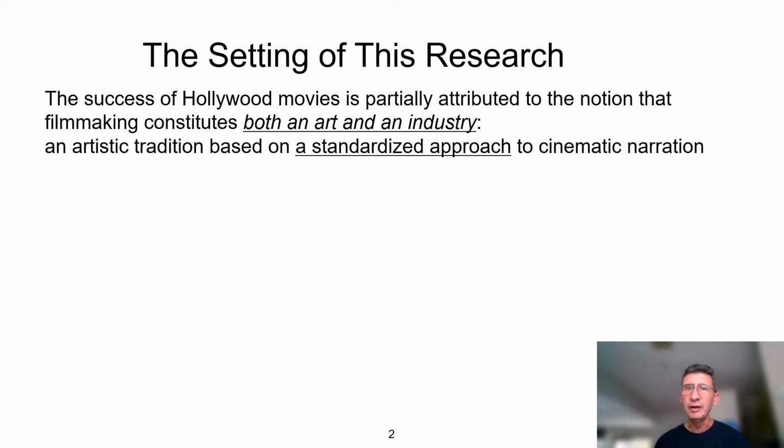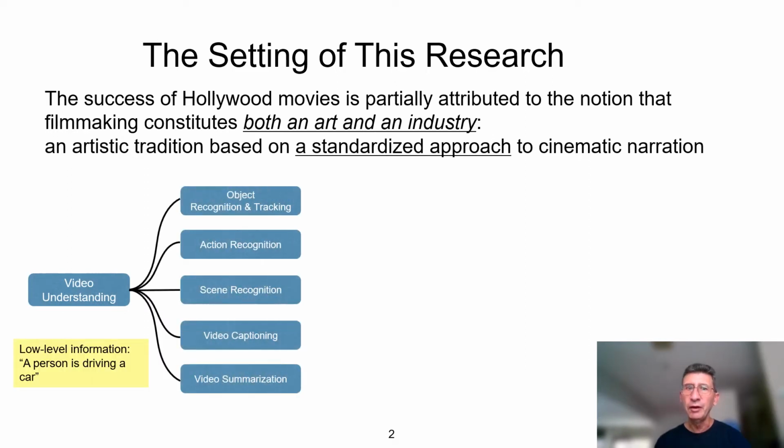The setting of our research is that the success of Hollywood movies is partially attributed to the notion that filmmaking constitutes both an art and an industry. It's an artistic tradition based on a standardized approach to cinematic narration.